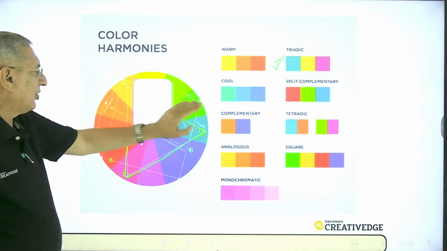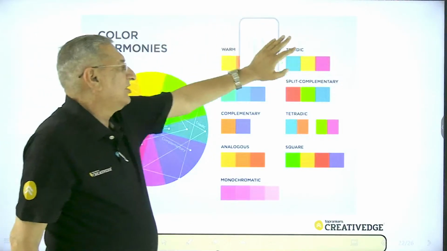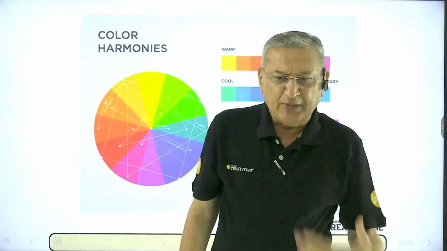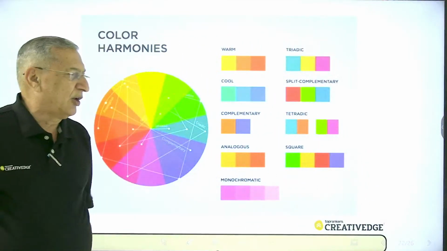Now this could be a question in NIFT. Use only triadic color in the two-dimension design that you have made. Or use only complementary color. Use only monochromatic colors.